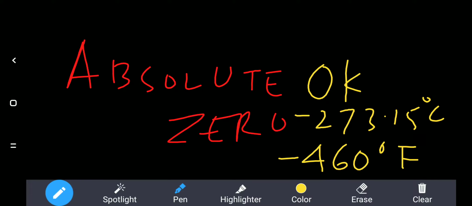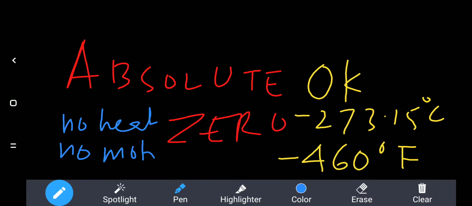So at absolute zero, at this temperature, there is no heat, no motion. When are the particles going to move? When they have heat, when they have kinetic energy. At zero Kelvin, minus 273.15 degrees Celsius, the molecules are not moving because there is no kinetic energy at this temperature. If there is no kinetic energy, no motion is going to happen because there is no heat. So no heat, no kinetic energy, no motion at absolute zero.